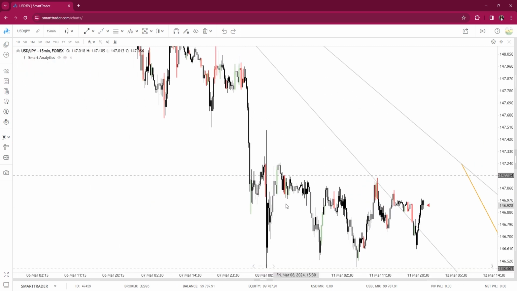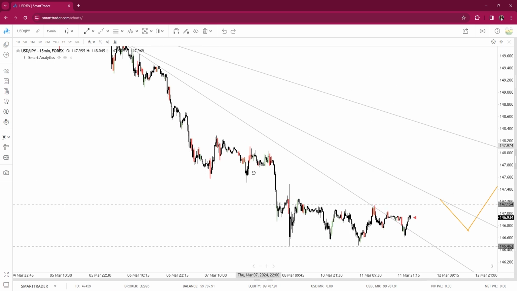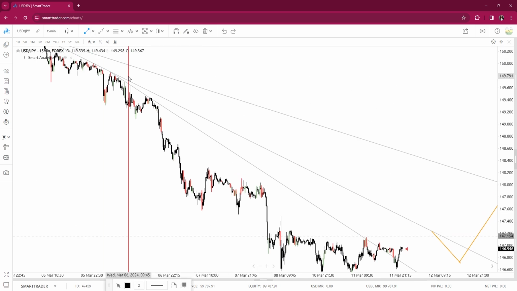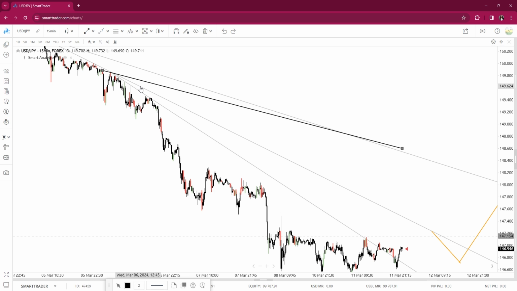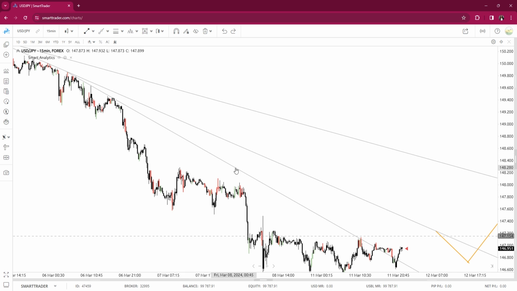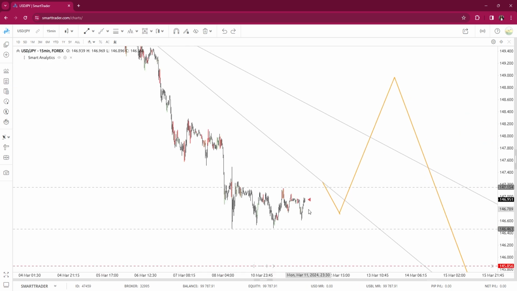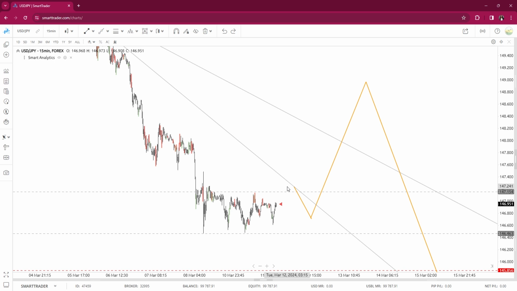You see how price is moving sideways, trying to decide what to do? It does not want to give this to me. So I'm going to get rid of this, and this is the only one that I'm going to go off of. So what I'm going to wait for is to see if we get a break of this trend line here.